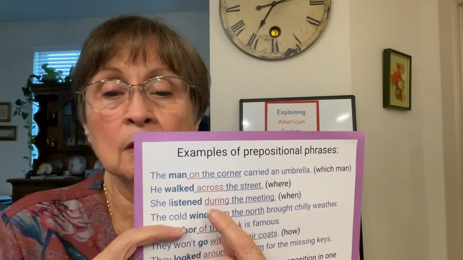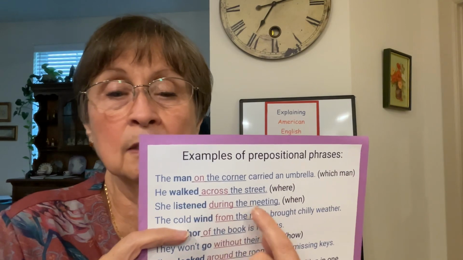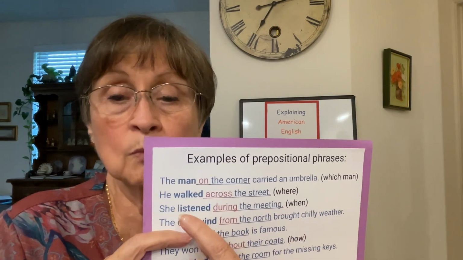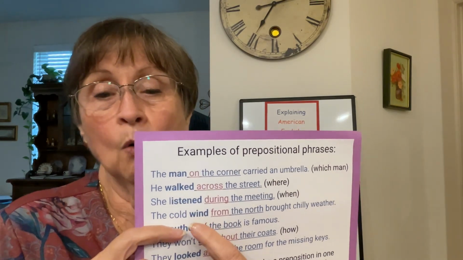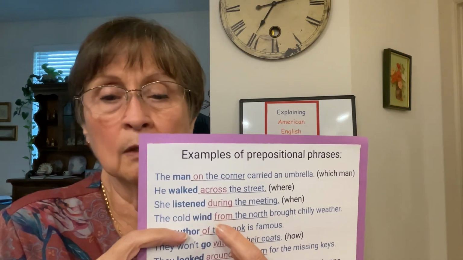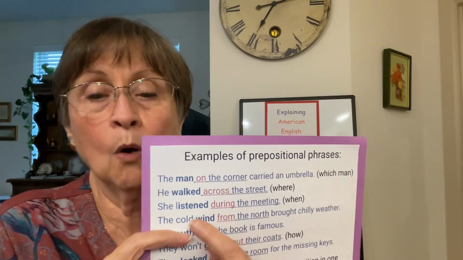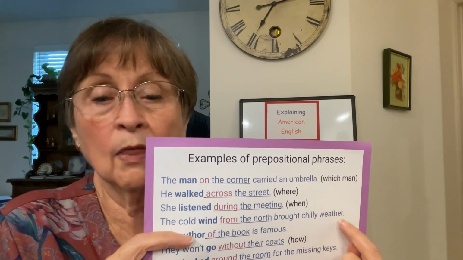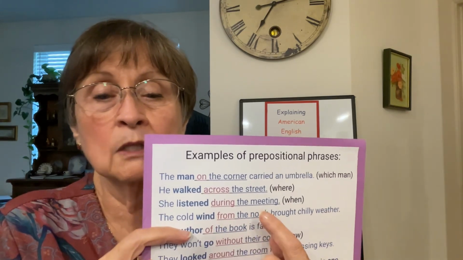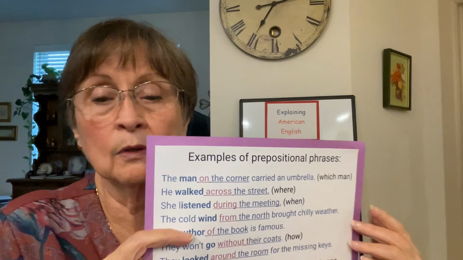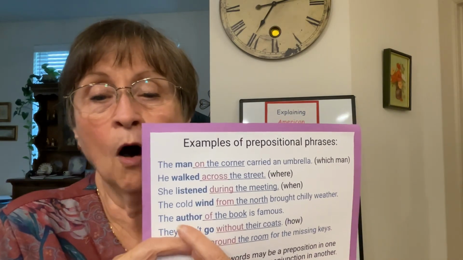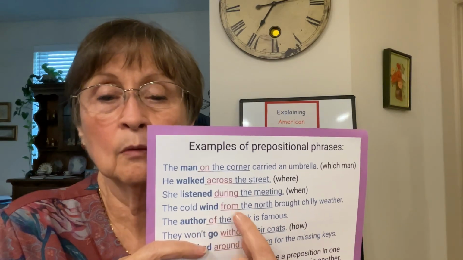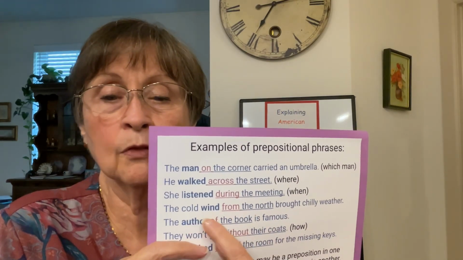She listened during the meeting. Listened, meeting are the two words being connected unequally because this word is more important. The cold wind, which wind? From the north. The cold wind from the north brought chilly weather. Wind is related to north with this word. The author of the book is famous. Author, book, how are they related? Author of the book.